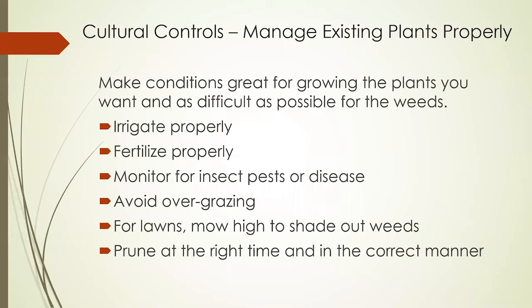You've got to monitor for insect pests and diseases. And again, these are going to stress the plants. And if the plants die or don't thrive or don't provide good enough cover, then the weeds can invade. You want to avoid overgrazing. The same thing goes if you overgraze, a lot of times that leaves openings for the weeds to invade and sprout. For your lawns, if you can mow them high, like 3 inches high, that tends to shade out the soil surfaces and keep the weeds from sprouting. And you also want to prune your existing plants at the right time and in the right manner.